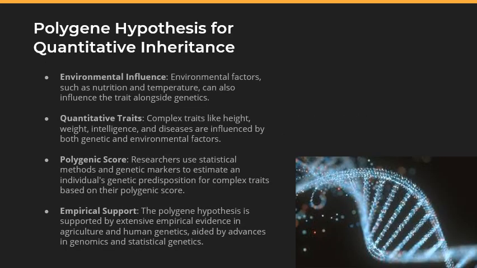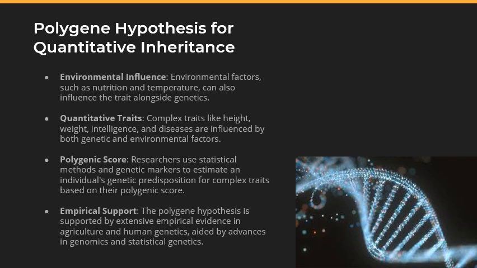Let's continue talking about the different aspects of the polygene hypothesis. So let's touch on environmental influence. While genes play a significant role in determining the trait, environmental factors can also influence the phenotype. These environmental factors can include nutrition, temperature, and other external influences. Quantitative traits: polygenic inheritance is commonly associated with complex quantitative traits such as height, weight, intelligence, and various diseases like diabetes, where the phenotype is influenced by many genetic and environmental factors.